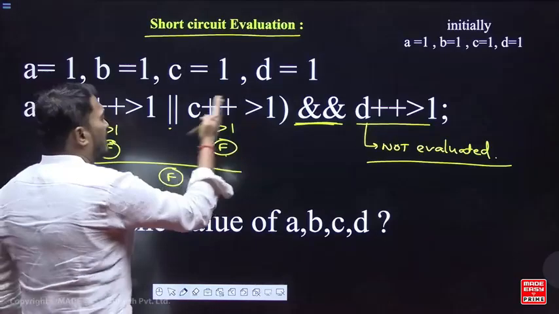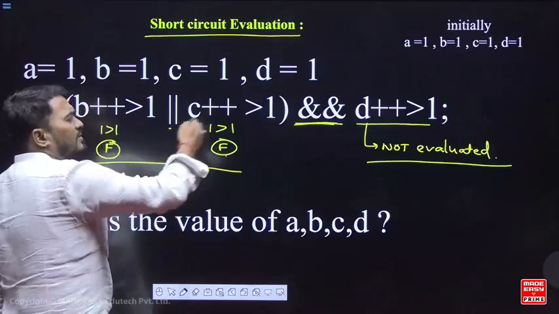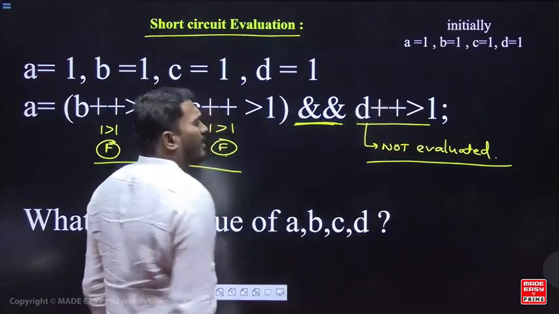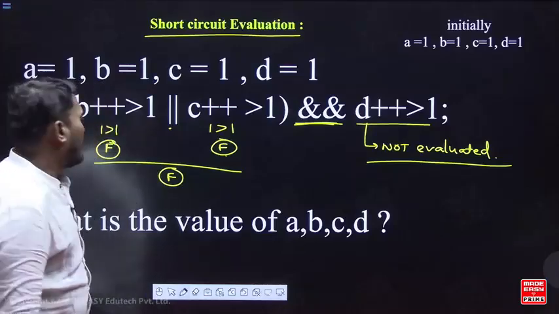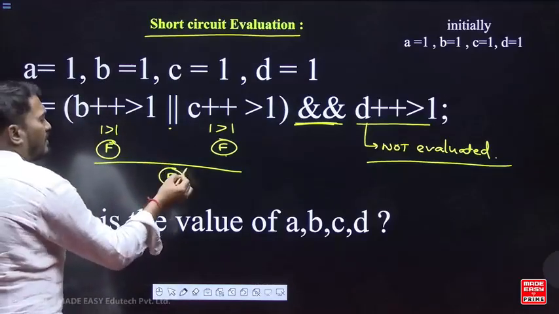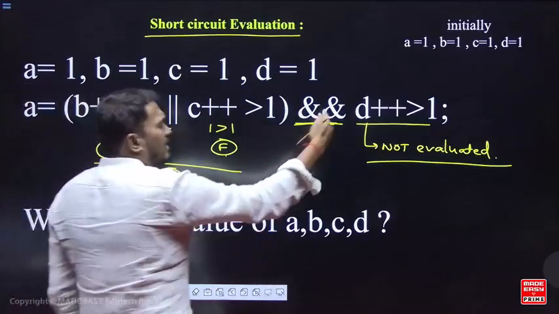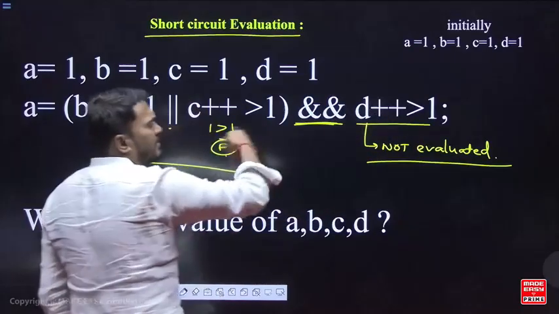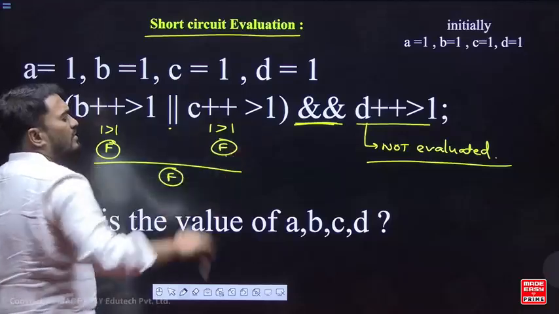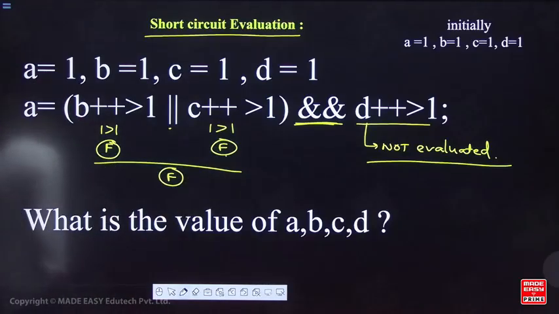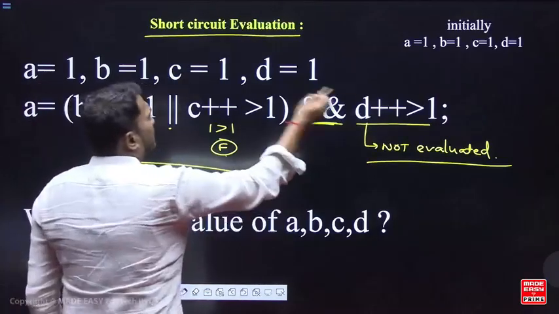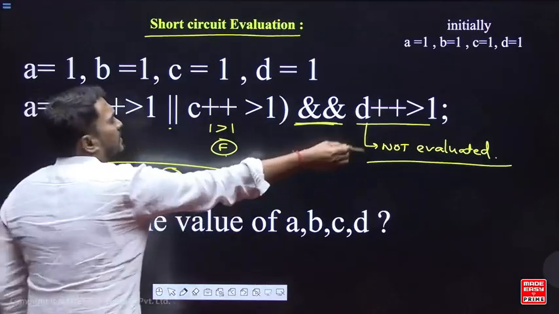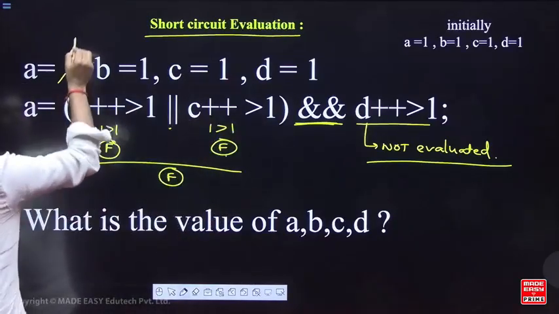Because this entire expression is false, and you are having AND operator, logical AND, that is not evaluated. Now look at here. So this is false. It has no meaning; let it be true or false, whatever, the entire expression will be false. If the entire expression is false, what will be assigned to A here?